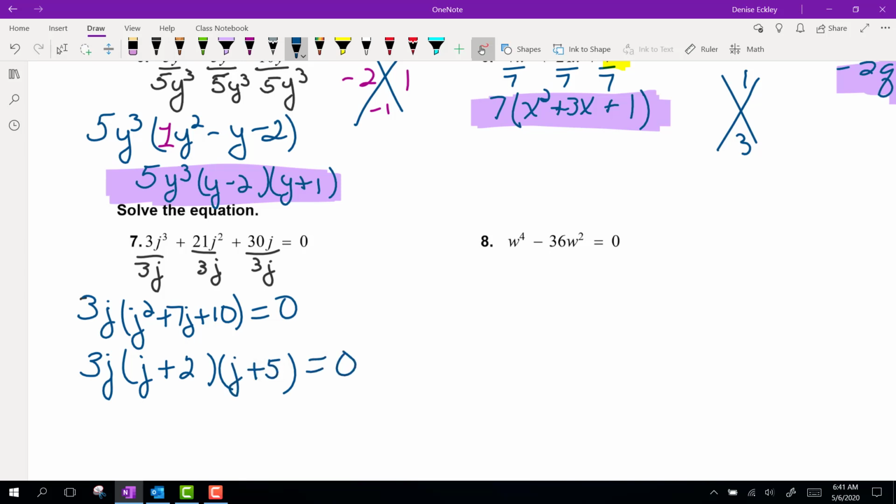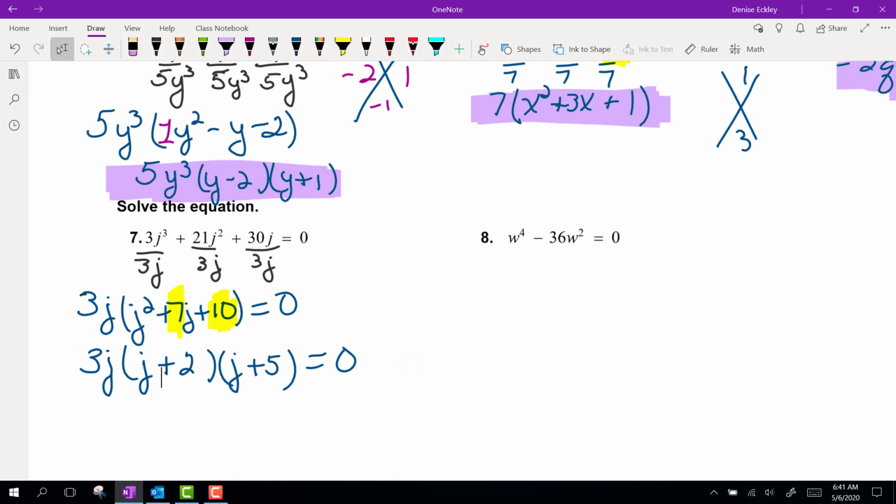Two numbers that multiply together give you 10. Whoops. Give you 10. And when added, give you 7. So that's 2 and 5. 2 times 5 is 10. And 2 plus 5 is 7.